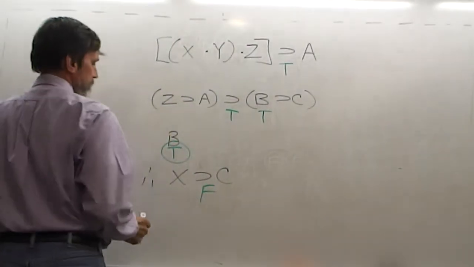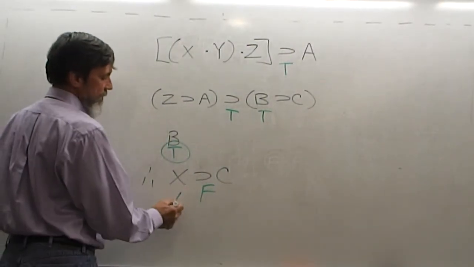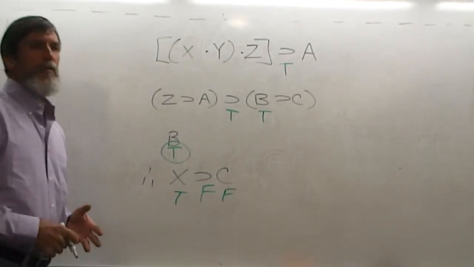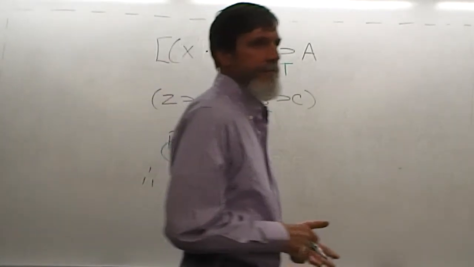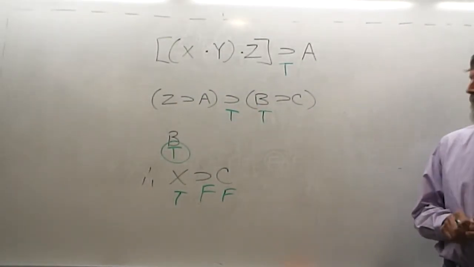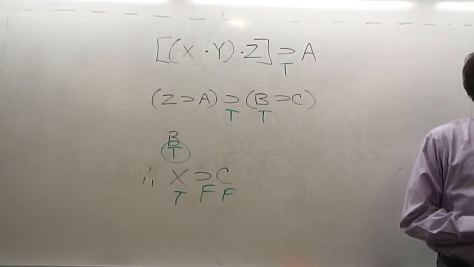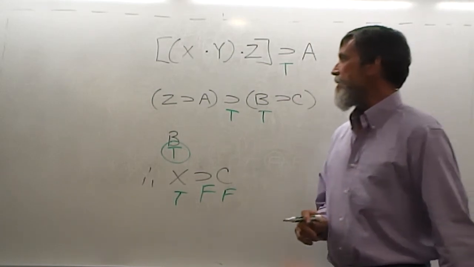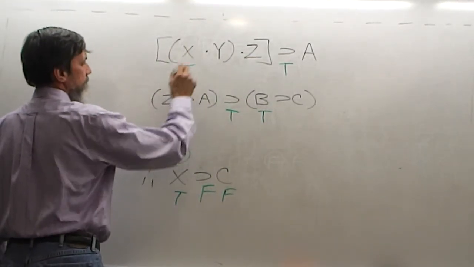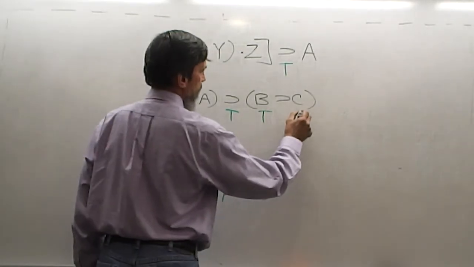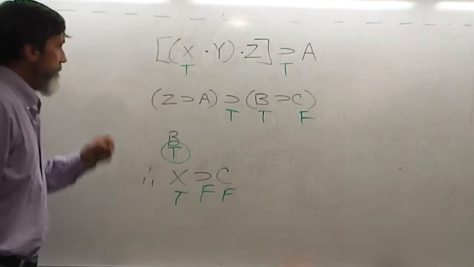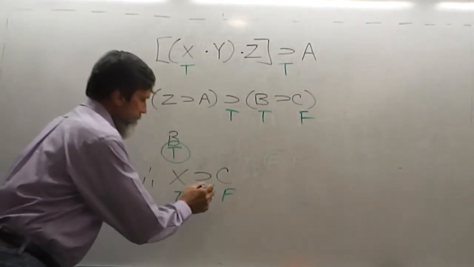So I think you all know that the only way that horseshoe could be false is if the antecedent is true and the consequent is false. What do you think I should do now? Transfer the truth values to other occurrences of X and C. There's an X. There's a C. And that's about it.